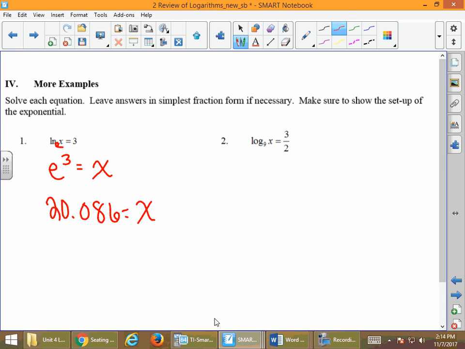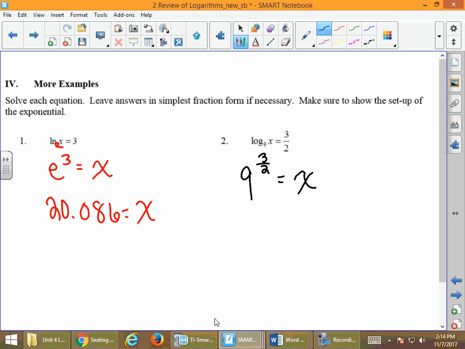Number 2. Log base 9 of x equals 3/2. Rewrite the logarithm as an exponential, and remember that what the logarithm equals is the exponent. So it's going to be 9 to the 3/2 equals x.